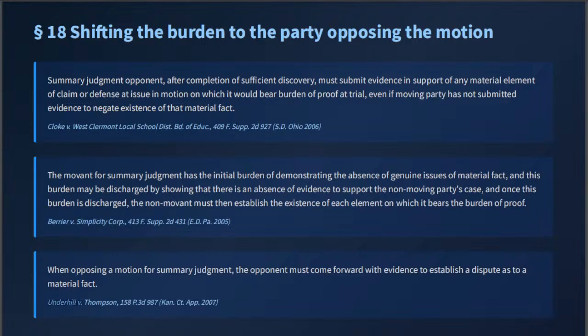And now we have a new one here, Underhill versus Thompson from Kansas, 2007. When opposing a motion for summary judgment, the opponent must come forward with evidence to establish a dispute as to material fact. So one has a burden of proving there are no genuine material facts. Then the burden shifts to the other party to prove that they do. Again, with evidence, not speculation.